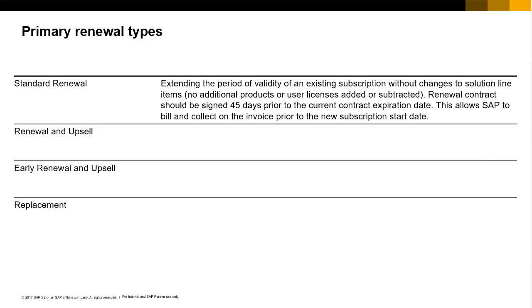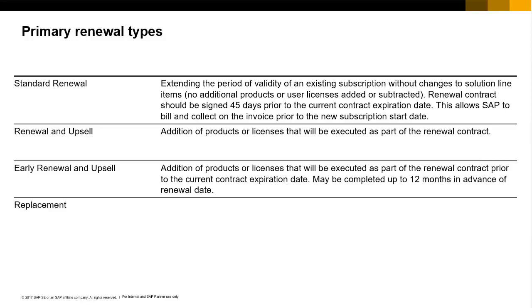Renewal and upsell. The addition of products or licenses that will be executed as a part of the renewal contract. Early renewal and upsell. Addition of products or licenses that will be executed as part of the renewal contract prior to the current contract expiration date. This may be completed up to 12 months in advance of the renewal date.